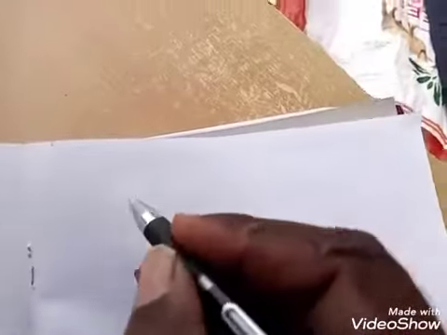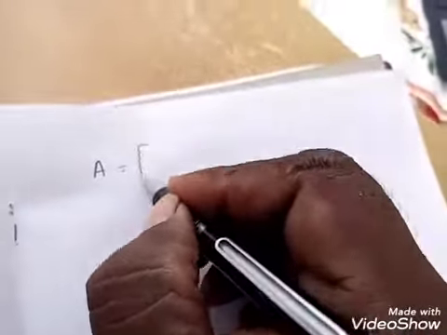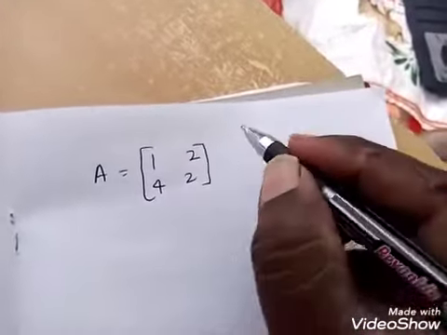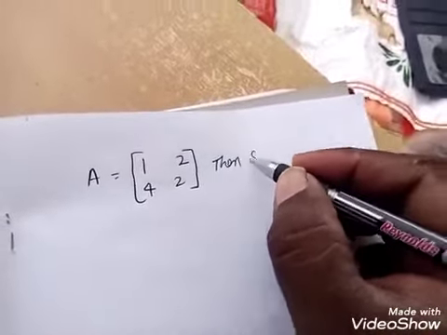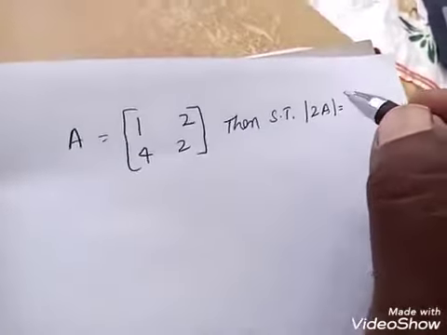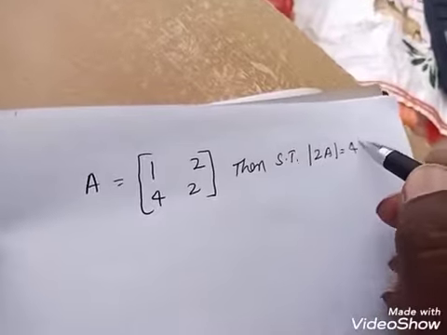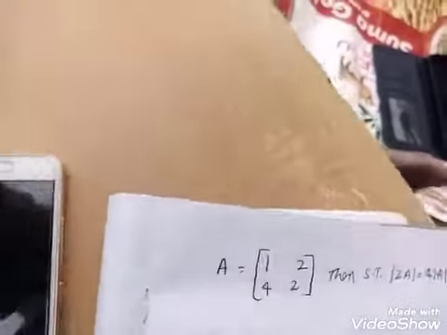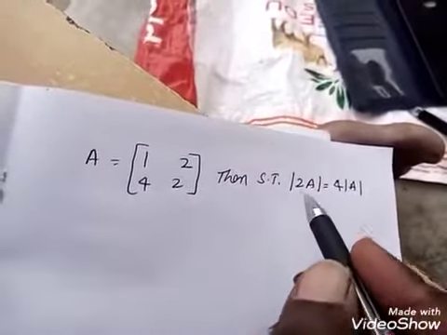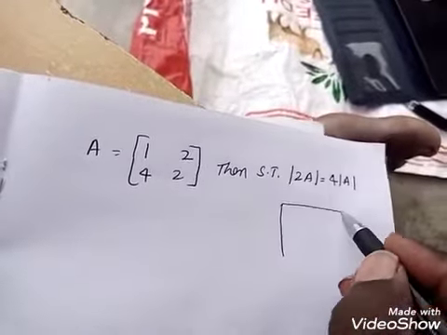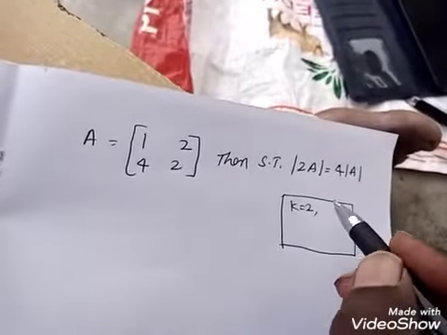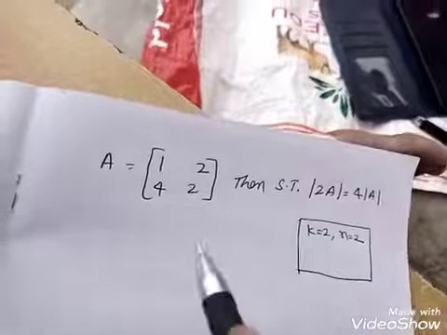Now he asked a question: A is equal to what they have given, 1 2, 4 2. Then show that det of 2A is equal to 4 into det A. Now here clearly we can go for the first-time solving method of CET. Now here, what is the k value, observe there. If you go for the k value, what can you write, k is equal to 2 and n is also equal to 2. Now calculate det A.